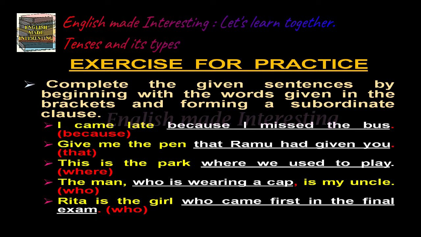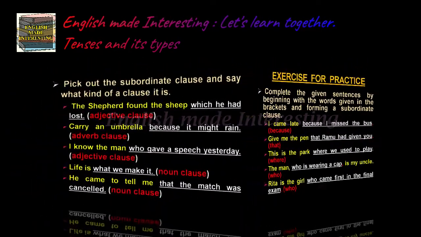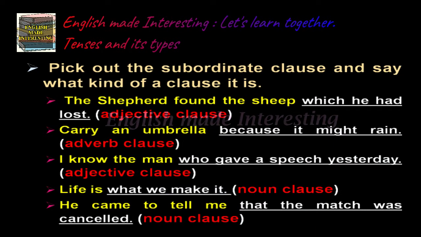The man who is wearing a cap is my uncle. Who is wearing a cap is the subordinate clause. Rita is the girl who came first in the final exam. Who came first in the final exam is a subordinate clause. Again, it cannot exist on its own. It is dependent on the first part. Now next exercise, pick out the subordinate clause and say what kind of a clause it is.